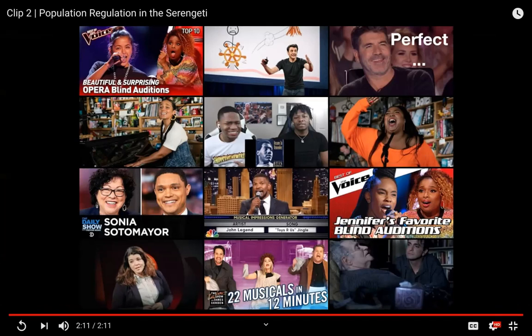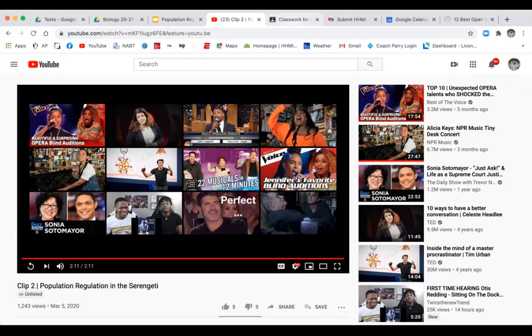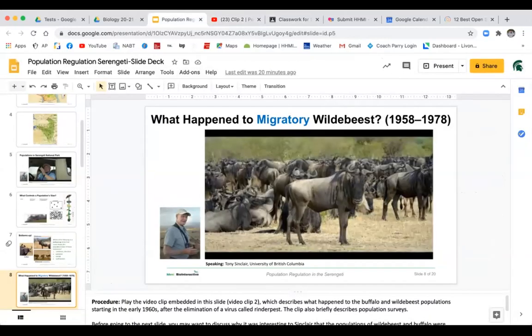Okay, so we're going to return now to the slides and to the worksheet. So we are on part 2 of the worksheet in case you got lost. And so we just did what's described in the paragraph in part 2. We watched a video clip that talked about both the buffalo and the wildebeest populations and the impact of this disease called the rinderpest. And so at the bottom of the page there, you see a graph which is going to match our slides here in just a second.